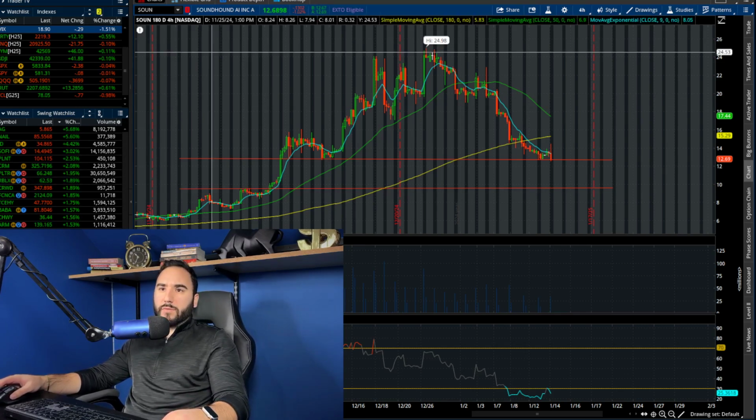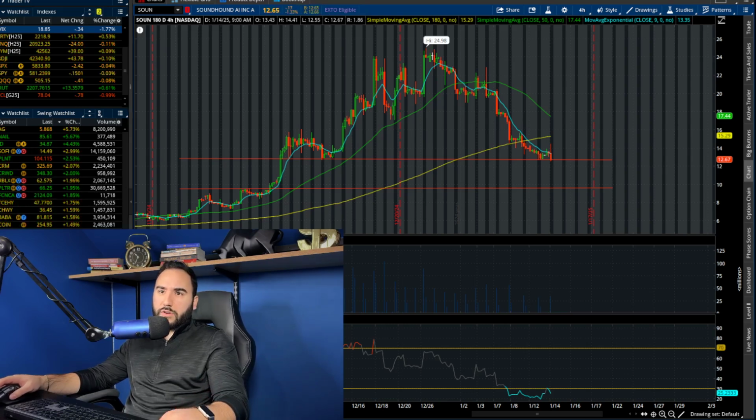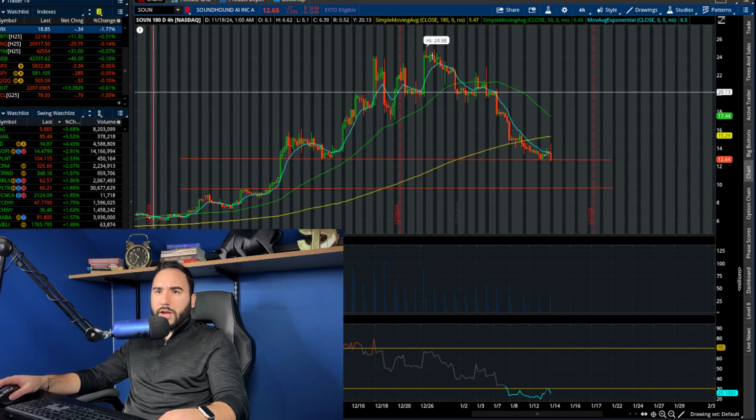Although we do have a lot of green on some other stocks here. Chinese names are moving today. We have stocks like Tencent, Alibaba, JD. All of those are up. Looks like stocks like CrowdStrike are moving 2%. Pretty good day for CrowdStrike. Roblox popping up again around 2%.